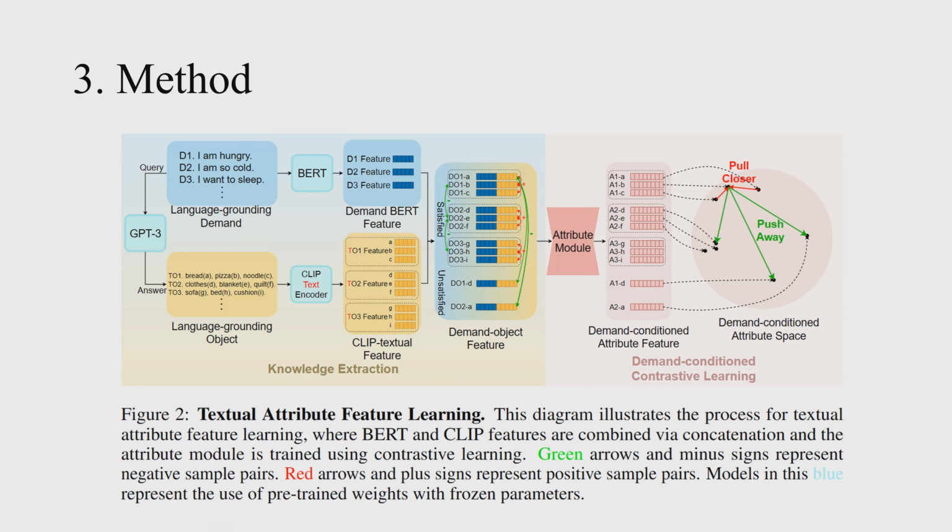Given that the relationship between attributes and demand instructions is common sense knowledge, many mappings between demand instructions and objects are established with GPT-3. The demand instructions are encoded by a BERT model, and the object names are encoded by a CLIP text encoder. We concatenate the demand BERT features and CLIP textual features, feed them into an attribute module, and train the attribute module using contrastive learning. The positive and negative sample definition depends on the satisfying relationships. If two objects can satisfy the same demand, then the two demand-object features corresponding to these two objects and the demand are positive sample pairs, otherwise, they are negative sample pairs.